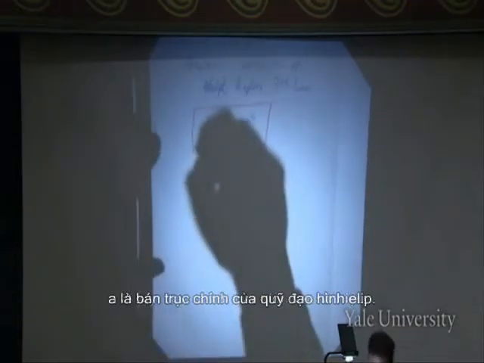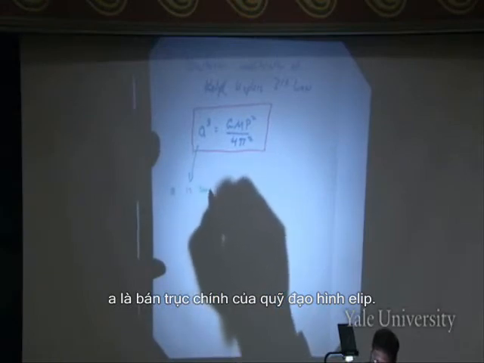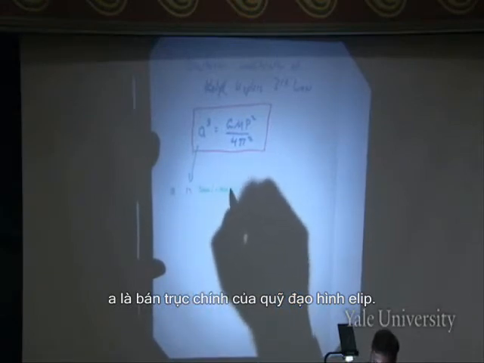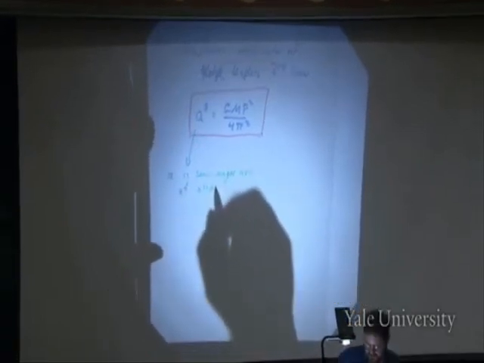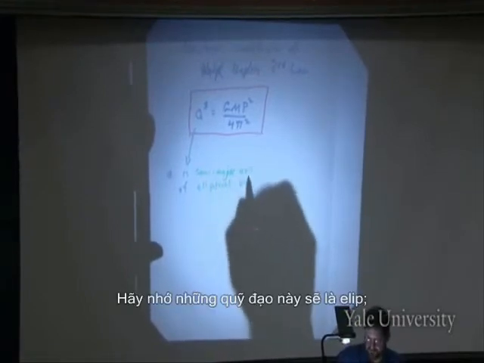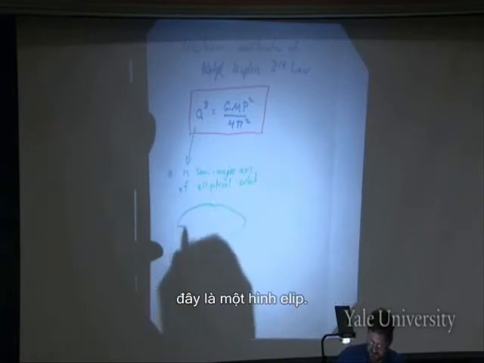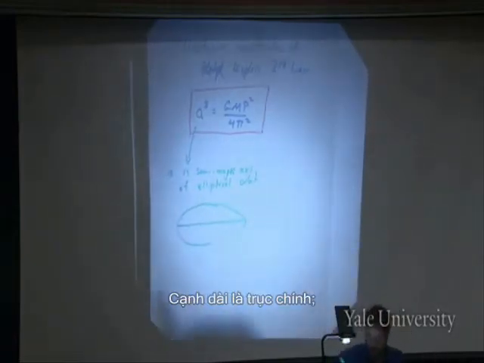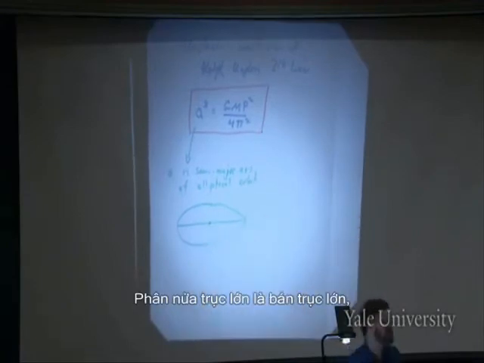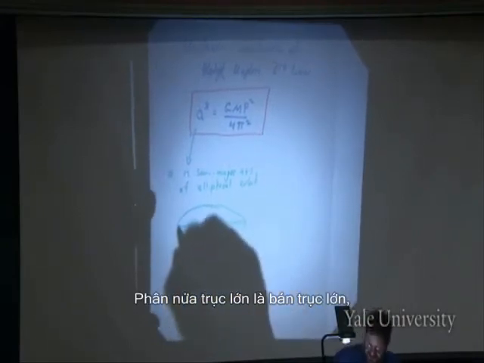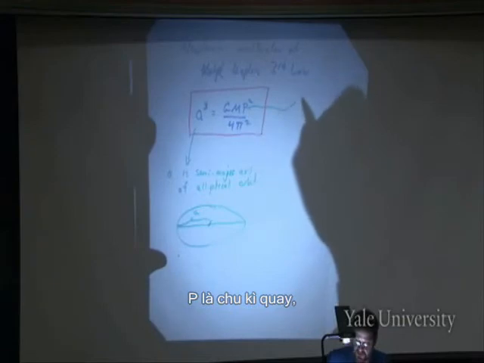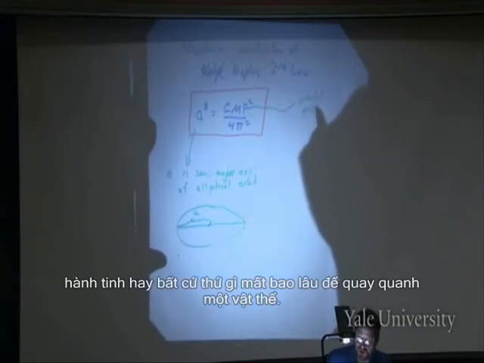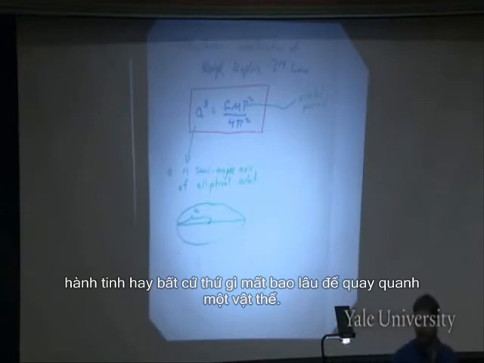So let me explain the symbols. A is the semi-major axis of an elliptical orbit. Remember, these orbits are going to be ellipses. Here's an ellipse. The long side is the major axis. The short side is the minor axis. Half the major axis is the semi-major axis. So this is A right here. P is the orbital period. How long it takes the planet or whatever orbiting object you've got to go around one orbit.